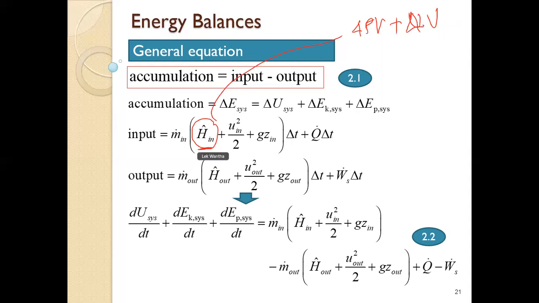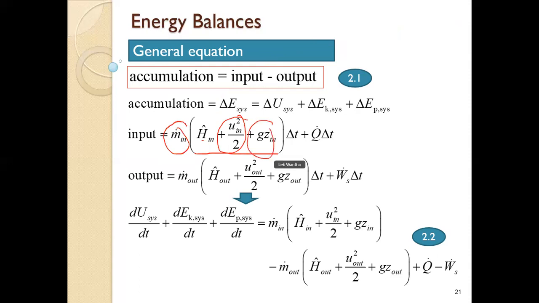This comes from the flow work associated with the input mass. Okay, mass in multiplied by the energy terms: enthalpy, which includes flow work and internal energy, plus kinetic energy and potential energy. This is the input energy to the system. And the next term is output. Output is also similar: mass out multiplied by enthalpy out, kinetic energy, potential energy, and also work.